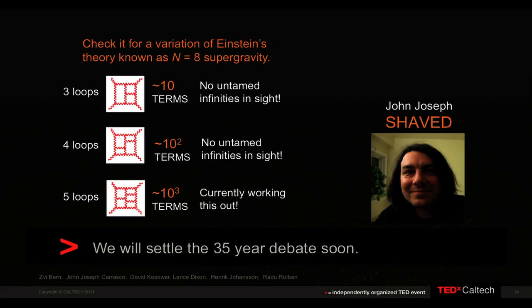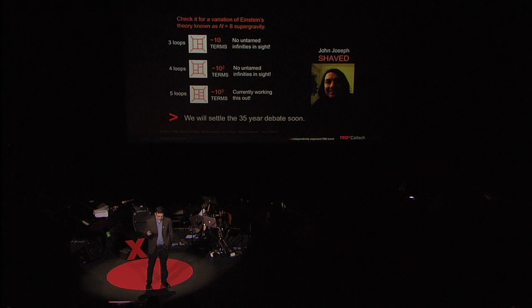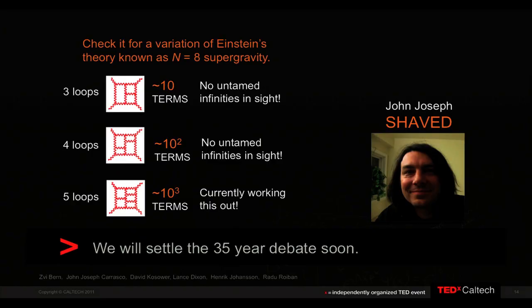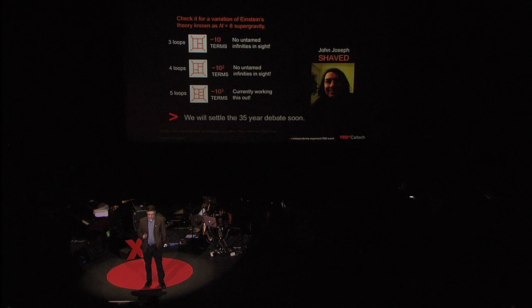If you now look at the three-loop case, we are talking about 10 terms to calculate. That, you know, who needs a computer? By four loops, we're talking about 100 terms. By five loops, we're talking about 1,000 terms in the diagrams. Now, at five loops, for example, there's 1,000 diagrams like this, so it's still a little non-trivial. But you see, the problem has completely fallen apart.